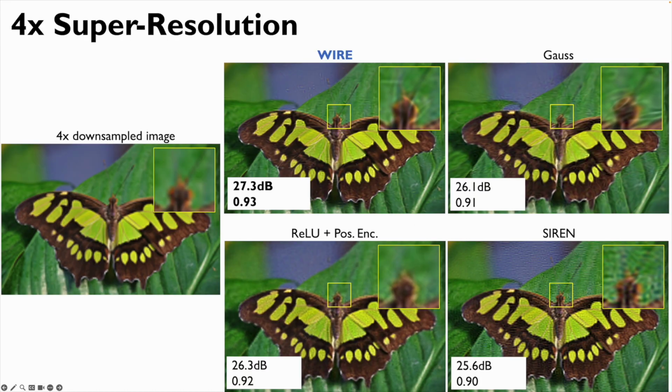Since WIRE represents images well, it is also suitable for regularizing inverse problems. As an example, we consider super-resolving an image by 4 times. WIRE learns details not visible in the downsampled image and is considerably more accurate compared to other implicit representations for inverse problems.